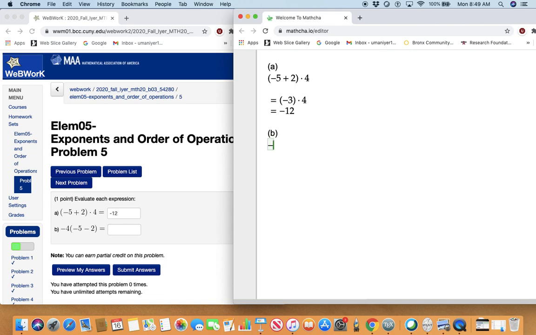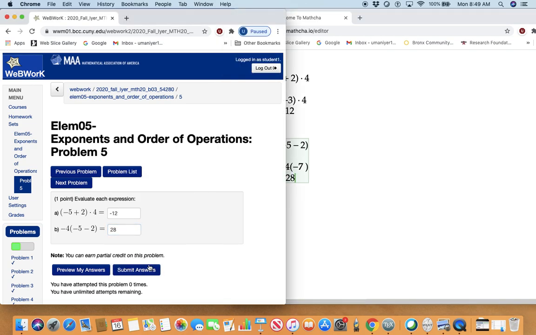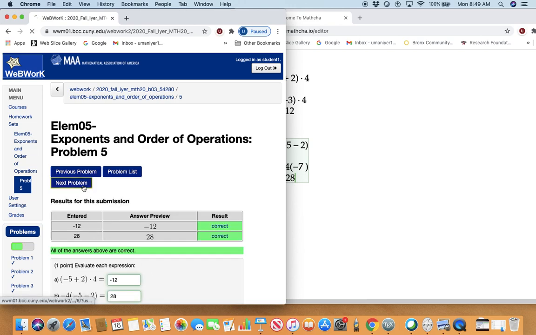Okay. Negative 4 times negative 5 minus 2. So that is, again, parentheses first, negative 4 stays put, parentheses. What goes inside? Negative 5 minus 2. That is, they're both negative, so final answer is a negative. Okay, this is a combined negative. 5 and 2 is a 7. So now multiplication. Negative times negative is a positive. 4 times 7 is a 28. Next.